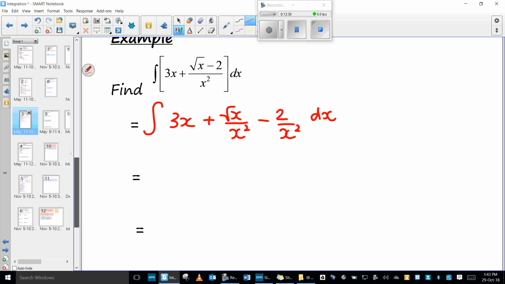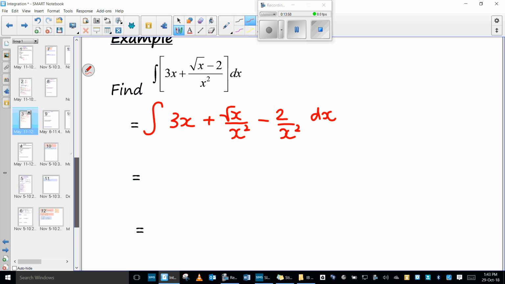Okay, now, we can't integrate yet, because I've got square root signs. I've also got fractions, and remember the rules when it comes to differentiating. We don't ever differentiate something that looks like this. What do we have to do? We have to rewrite it. Don't forget. So we are going to rewrite this again.